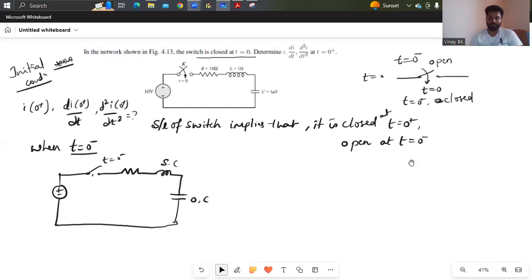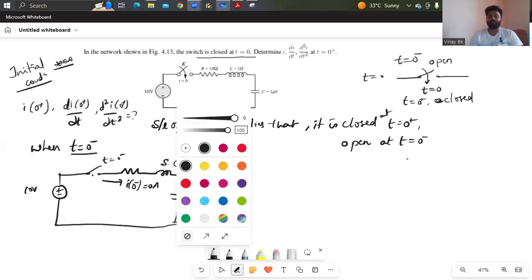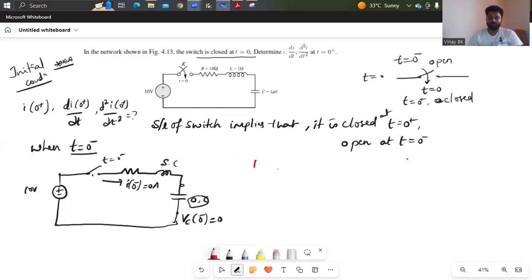Because the switch is open, there is no possibility of current flowing, so the value of I of 0 minus becomes 0 amperes. Since the capacitor acts as open circuit, it is not connected with the source, so initially the capacitor is also uncharged. That is nothing but Vc of 0 minus is also 0. So you can conclude I of 0 minus equals I of 0 plus, that is equal to 0 amperes.